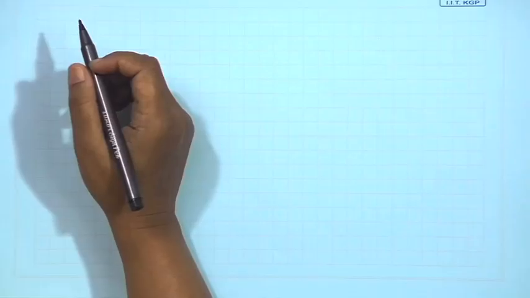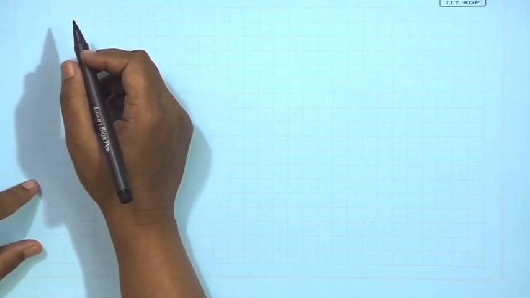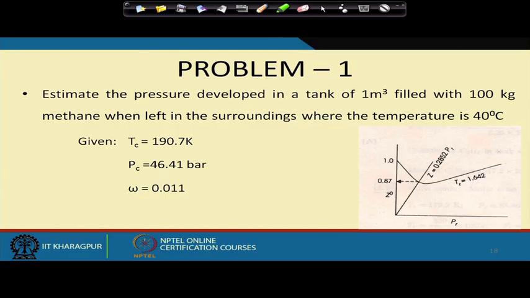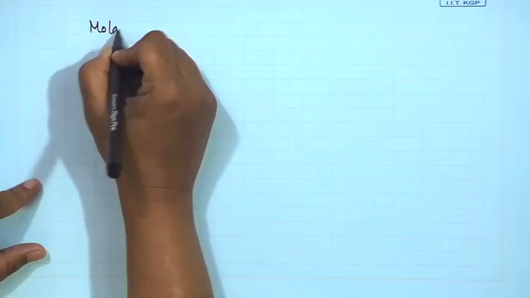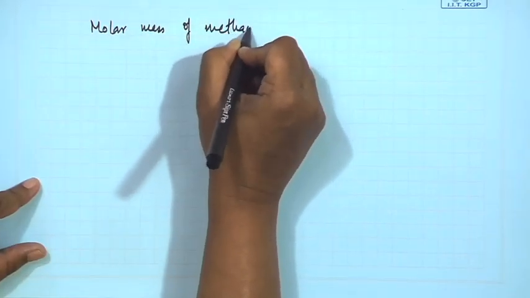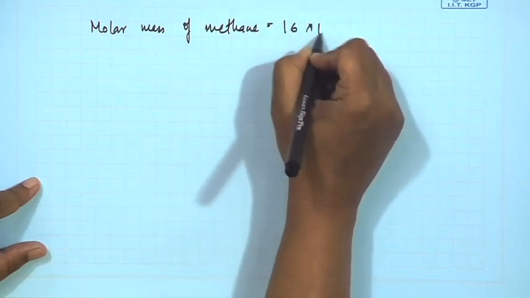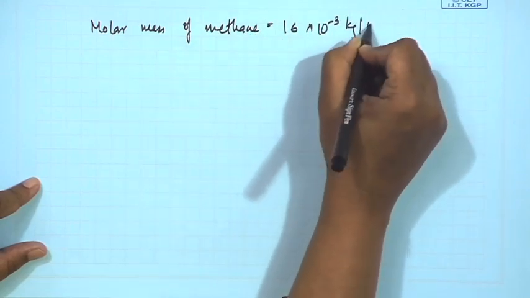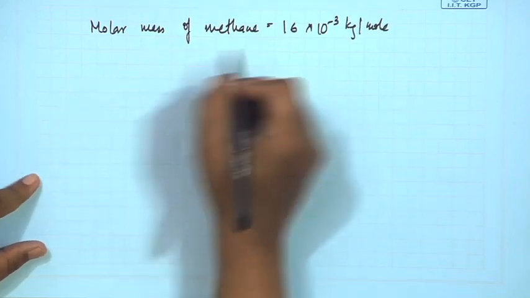What are the data which are given to you? The data of Tc, Pc and omega are given to you. What is the gas? It is methane. You know the molar mass of methane. What is the molar mass of methane? You can always find it out. This is equal to 16 into 10 to the power minus 3 kg per mole, right. Tc, Pc and Vc are given.